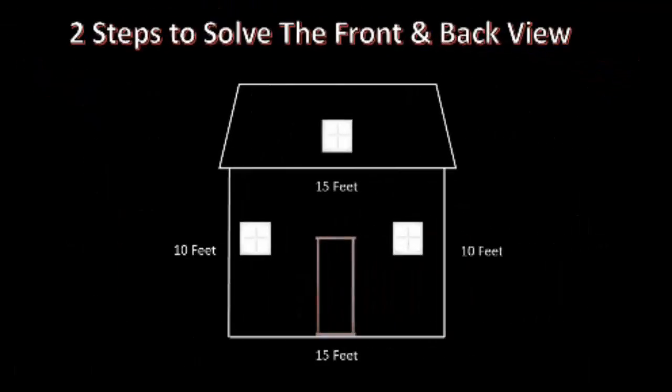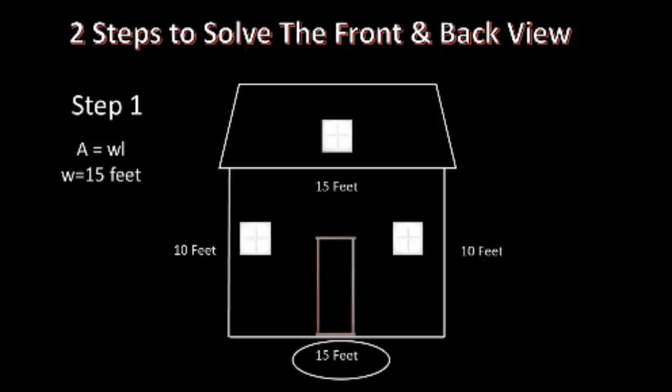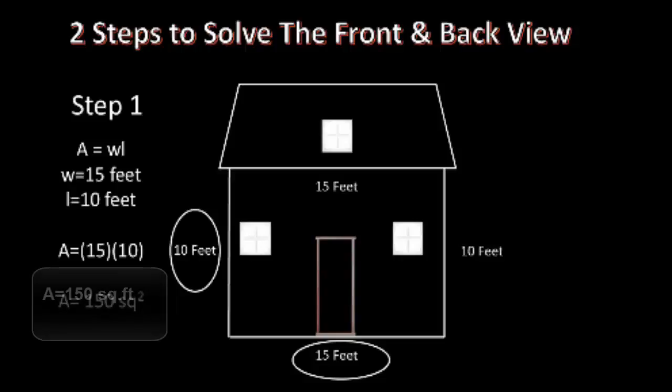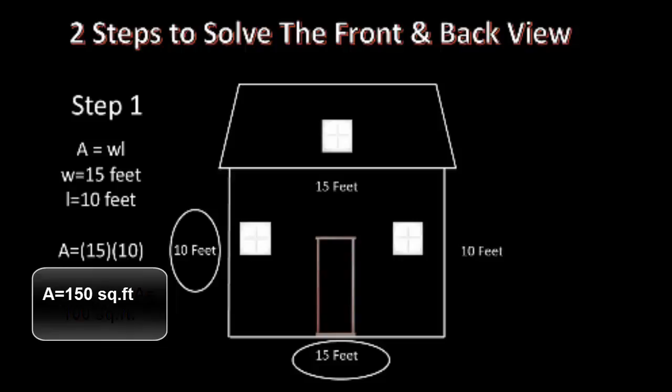There are 2 steps to solve the front and back view. Step 1. Area equals width times length. The width is 15 feet. The length is 10 feet. We plug it in and we have area equals 15 times 10. Area equals 150 square feet.